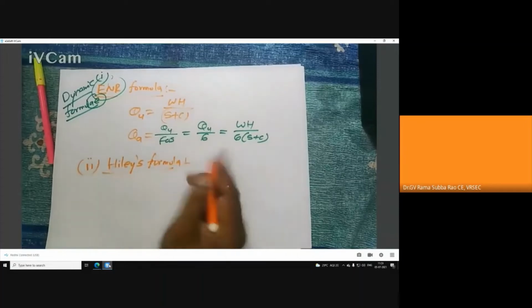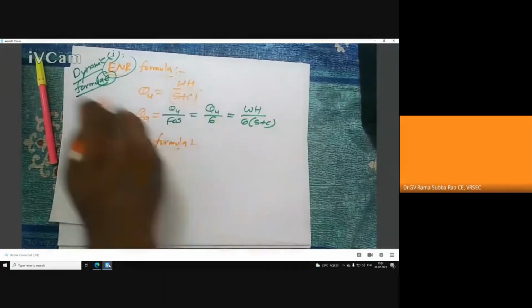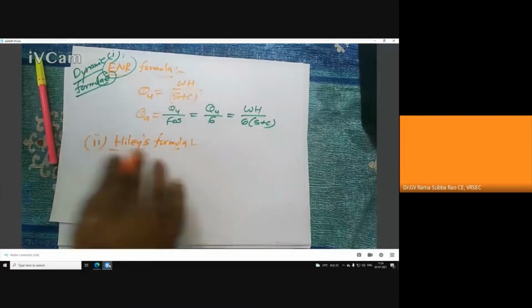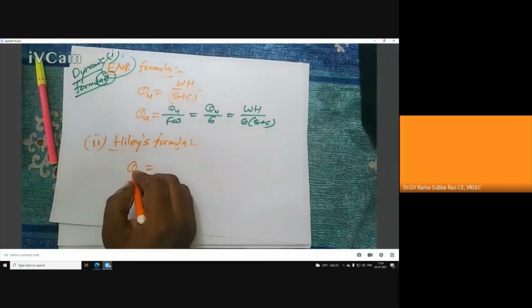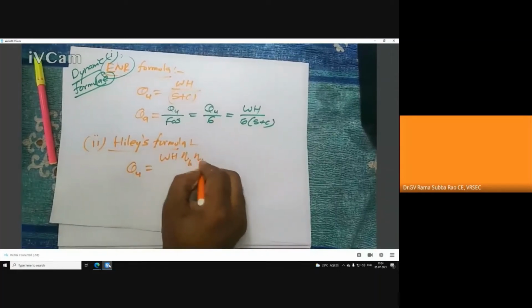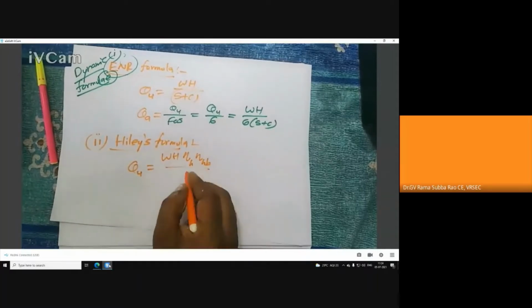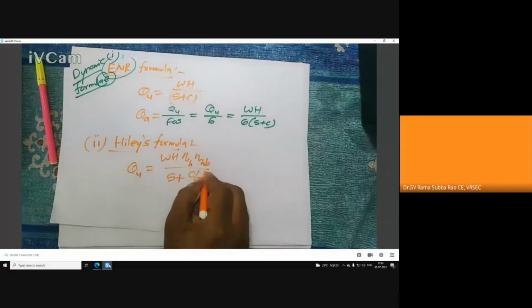Actually, there is not much difference between the ENR formula and Hiley's formula. Both come under dynamic formulae. Qu is the same as what we discussed in the last one. Qu is equal to W H eta H eta HB by S plus C by 2.